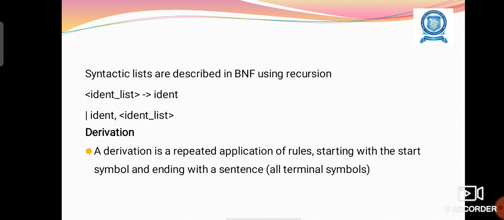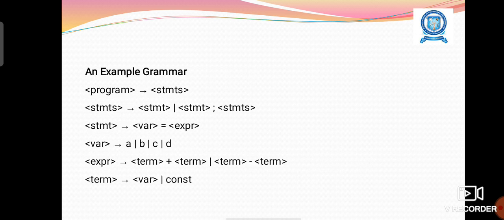And then derivation. It is a repeated application of rules starting with the start symbol and ending with the sentence. In derivation, we substitute the appropriate values or statements in the rules, and finally we generate the sentence. An example grammar. This is a grammar. Each and every line is called a rule.